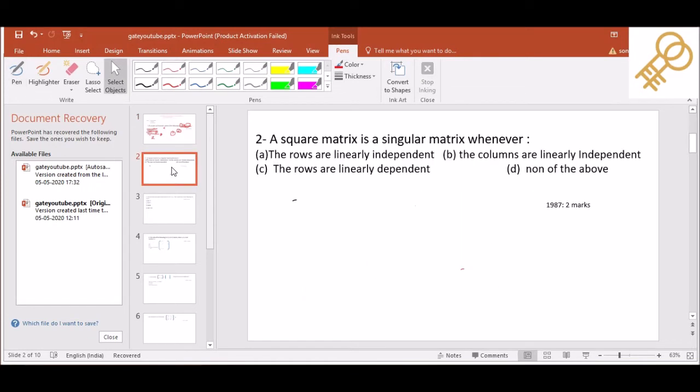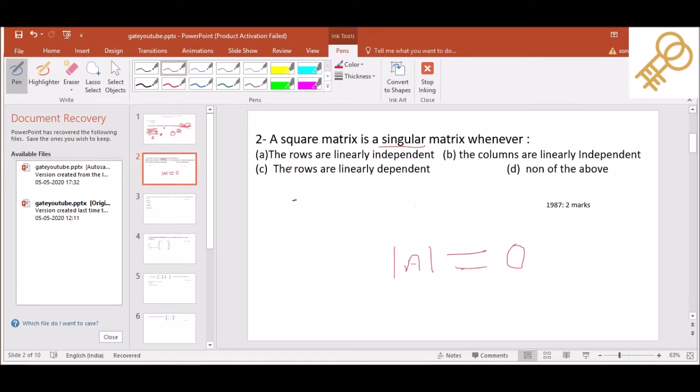So coming to the next question, this question was asked in 1987 for 2 marks. A square matrix is a singular matrix whenever, and there are 4 options. He is asking about when you can say that a square matrix is a singular matrix. So first of all, you should know what we mean by a singular matrix. The matrix whose determinant value is 0 is called a singular matrix. They have given 4 options.